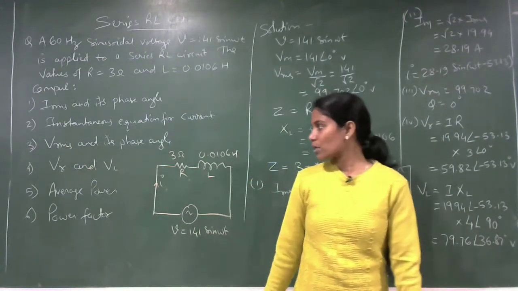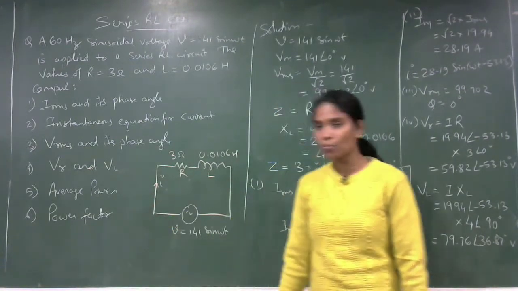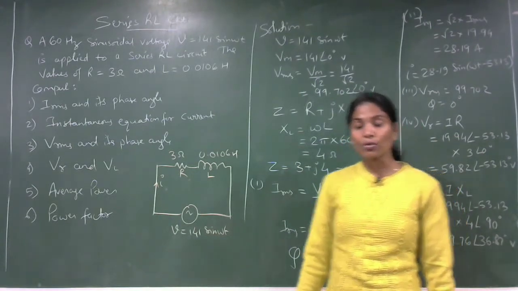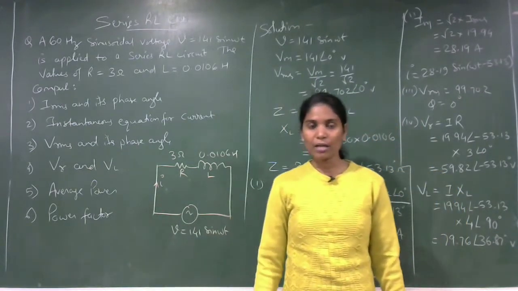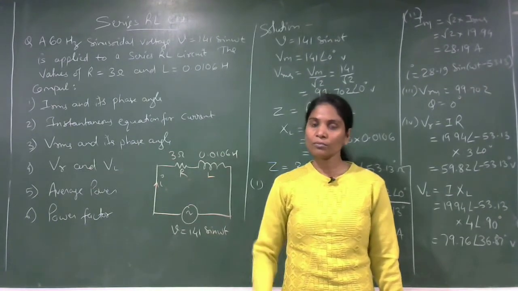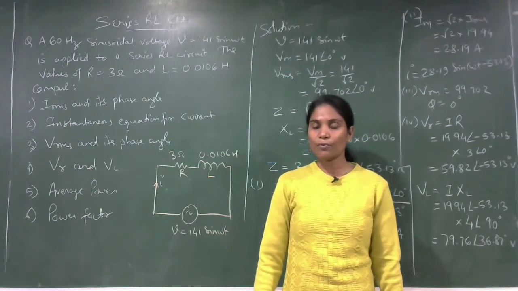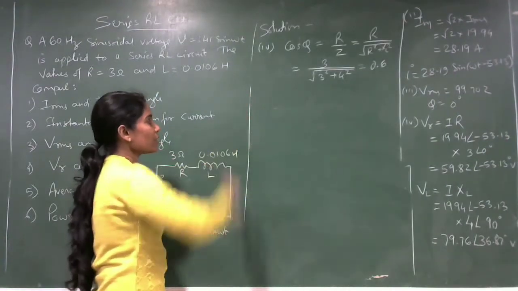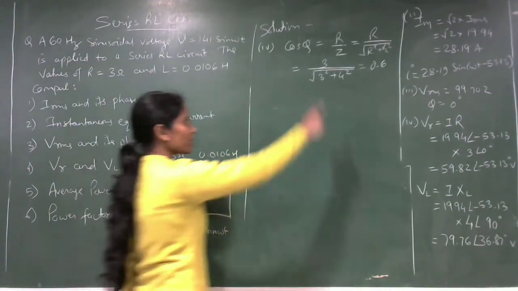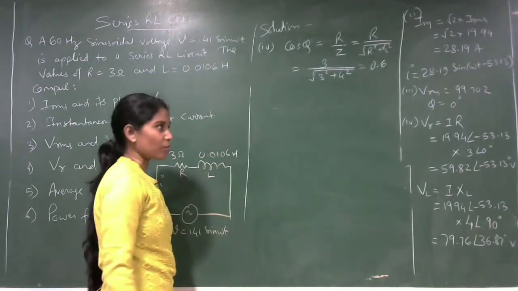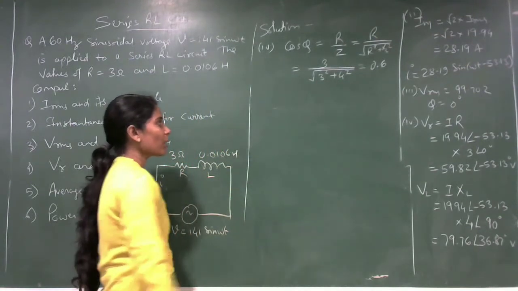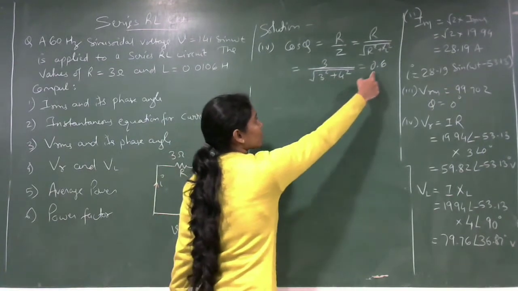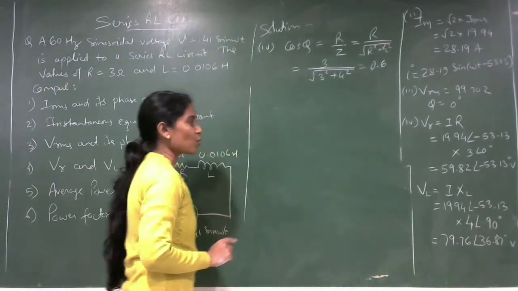Okay, now what is the next bit? That we have to calculate the average power. Average power means what? That P equals VI cos phi, right? That is the formula we have seen. So what is the value of cos phi? We should get that value first. So the power factor calculation is this: cos phi is R by Z. What is Z? That is square root of R square plus XL square, because we have to take the magnitude. Now we have just kept all the values here. So what is the value coming? 0.6. Power factor is 0.6.